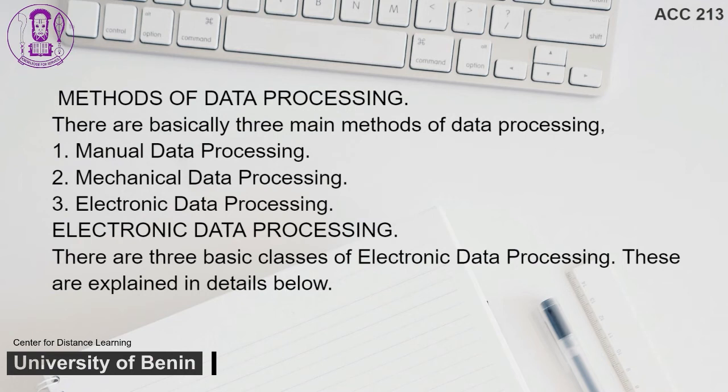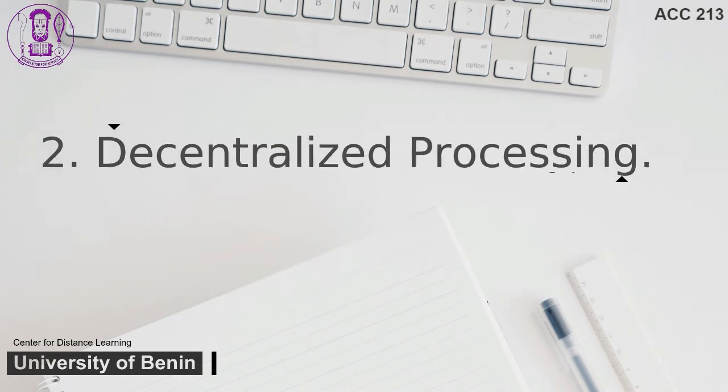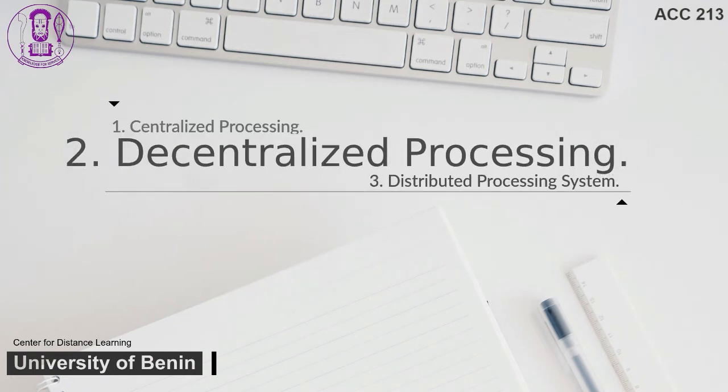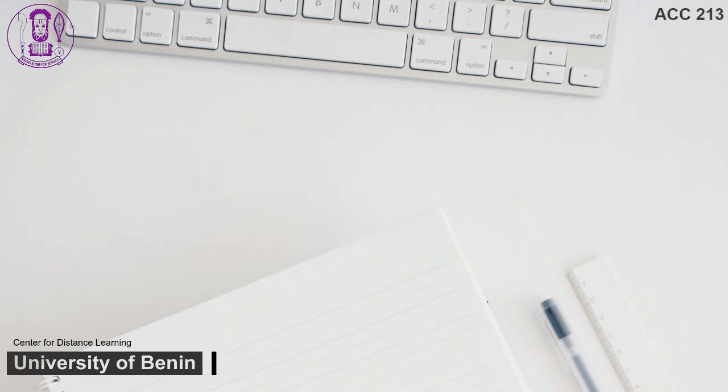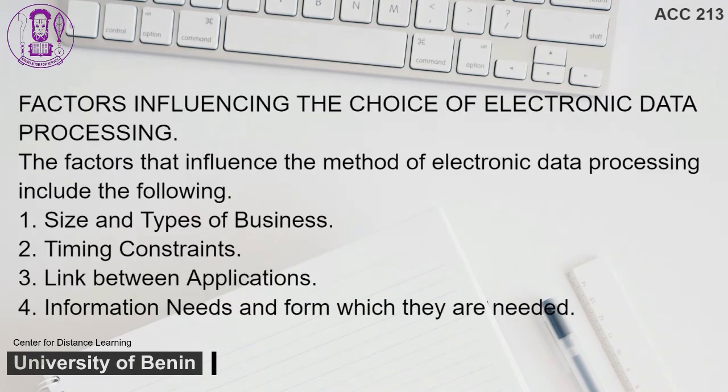Electronic data processing. There are three basic classes of electronic data processing. These are explained in detail below. 1. Centralized processing. 2. Decentralized processing. 3. Distributed processing system. Factors influencing the choice of electronic data processing. The factors that influence the method of electronic data processing include the following. 1. Size and types of business.